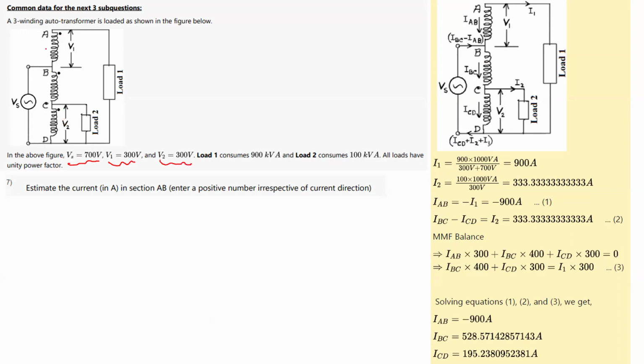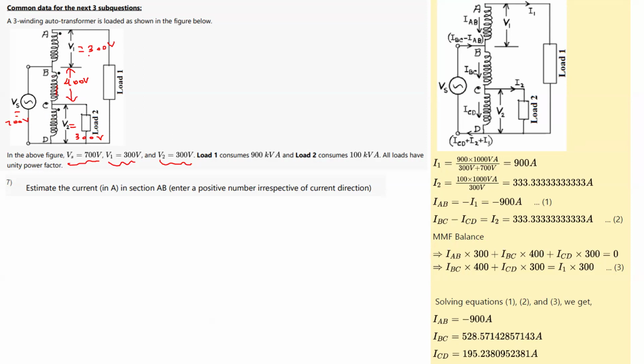So we were applying VS, and out of this VS the V2 is 300 volt. So what will be this voltage? This voltage will be 700 minus 300, so it comes out to be 400 volt. So this portion is 400 volt. This V1 they have given as 300 volt, and this V2 they have given as 300 volt, and this is 700 volt. You see this 700 volt is 400 plus 300, and then we have another 300 volt here. Now they are saying that load 1 consumes 900 kVA and load 2 consumes 100 kVA.